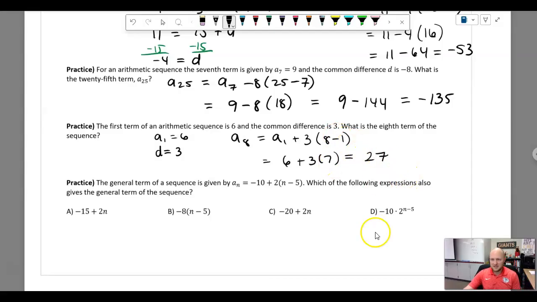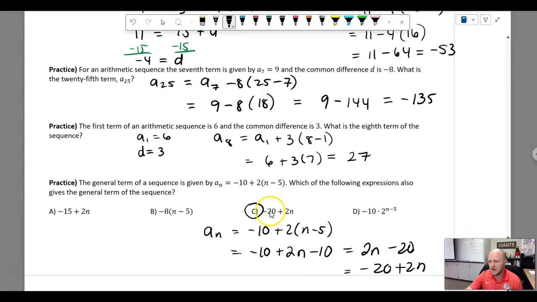Okay, last practice problem here. They say the general term of a sequence is given by a sub n equals negative 10 plus 2 times n minus 5. Which of the following expressions also gives the general term of the sequence? Go ahead, pause this one, try this example. Okay, hopefully you got C, negative 20 plus 2n.